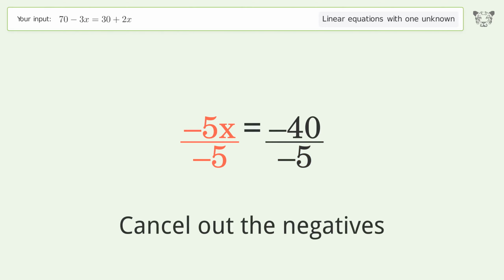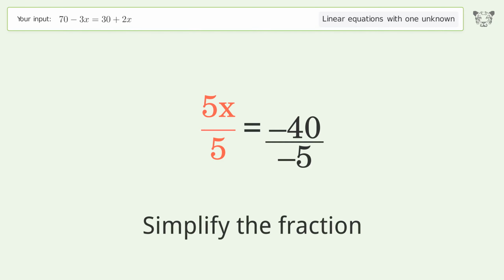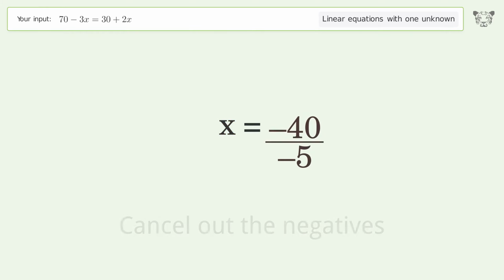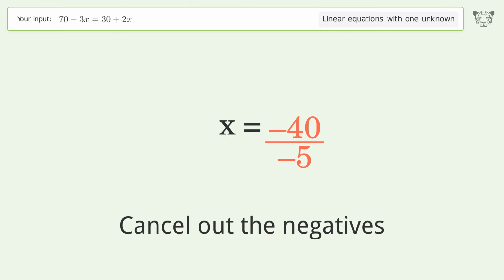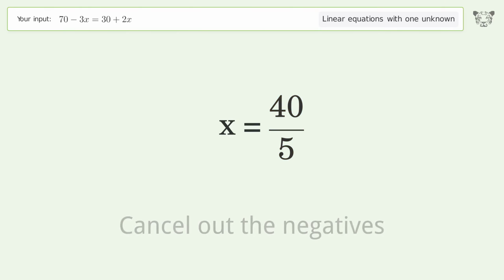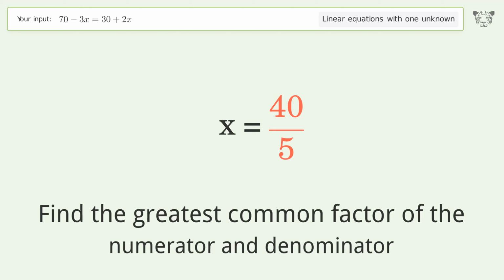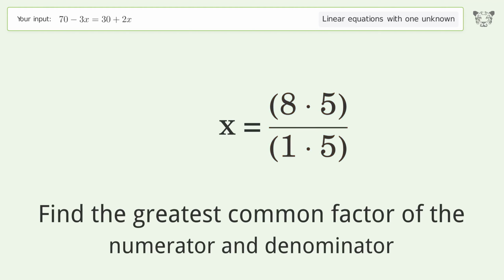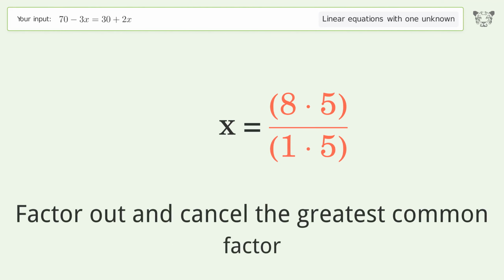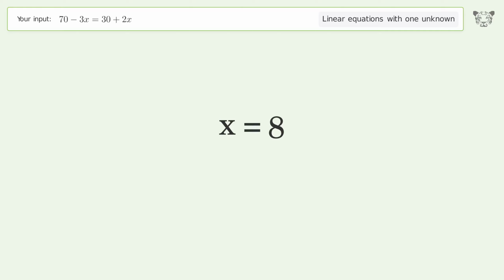Cancel out the negatives. Simplify the fraction. Cancel out the negatives. Find the greatest common factor of the numerator and denominator. Factor out and cancel the greatest common factor. And so the final result is x equals 8.